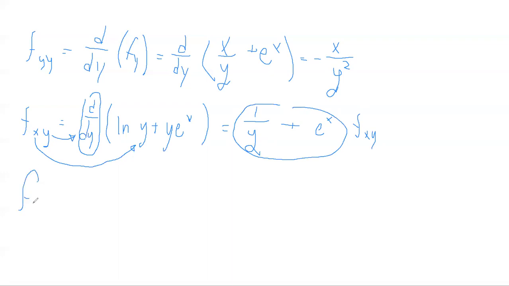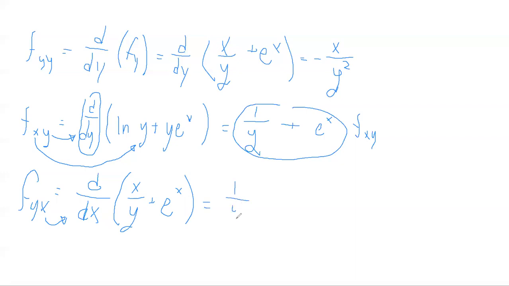Now your f of yx, like I said before, it's going to be your derivative with respect to x this time. Like we said, now it's going to be with respect to x of your f of y value. And from previous work, we said our f of y value is going to be x over y, plus e^x. And when we do this, it is going to become 1 over y plus e^x. It just stays the same.